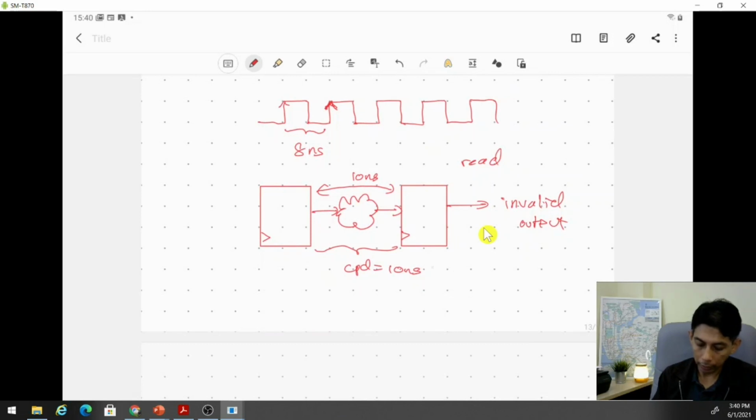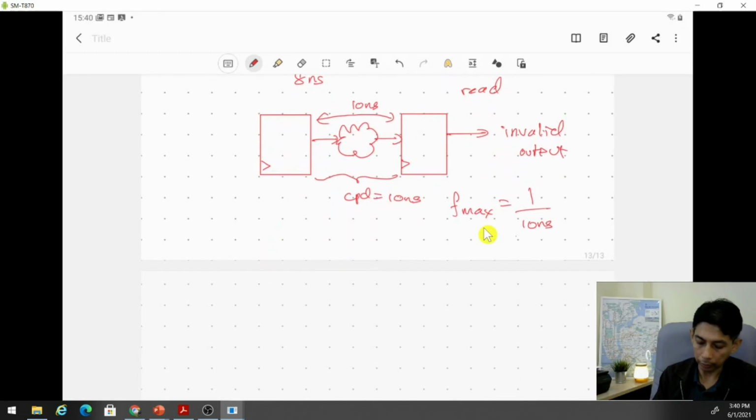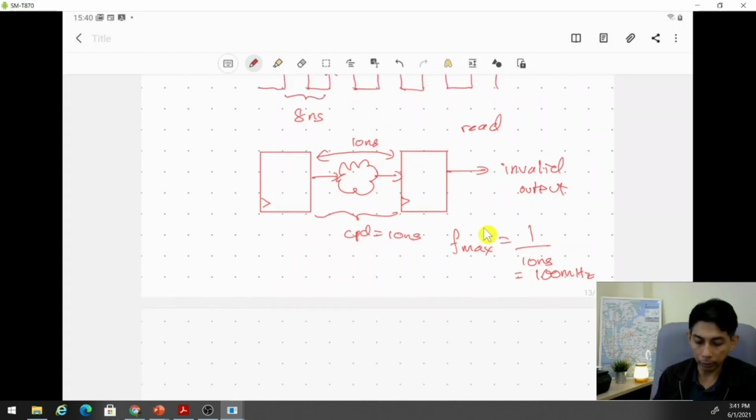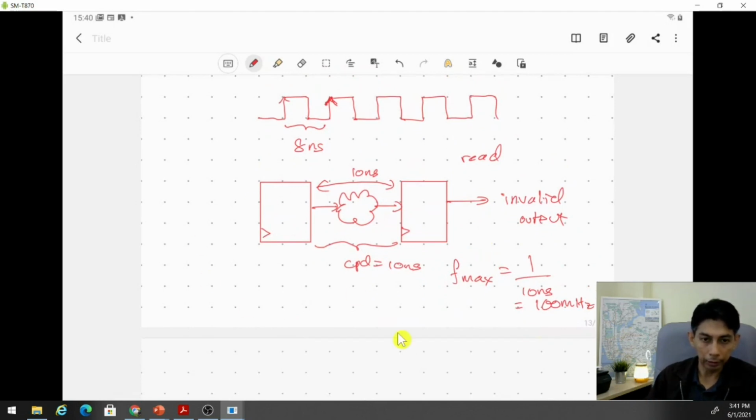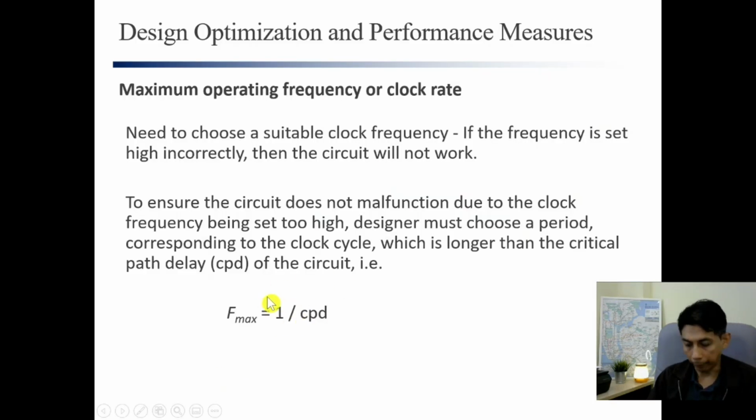So in this case, fmax must be equal to 1 over 10 nanosecond, which is 100 megahertz. So anything higher than 100 megahertz is not allowed in this design, because more than 100 megahertz means the period gets smaller than 10 nanosecond. Okay, so that is what is meant by fmax. You need to know the fmax for your design in order to apply the clock to your design.